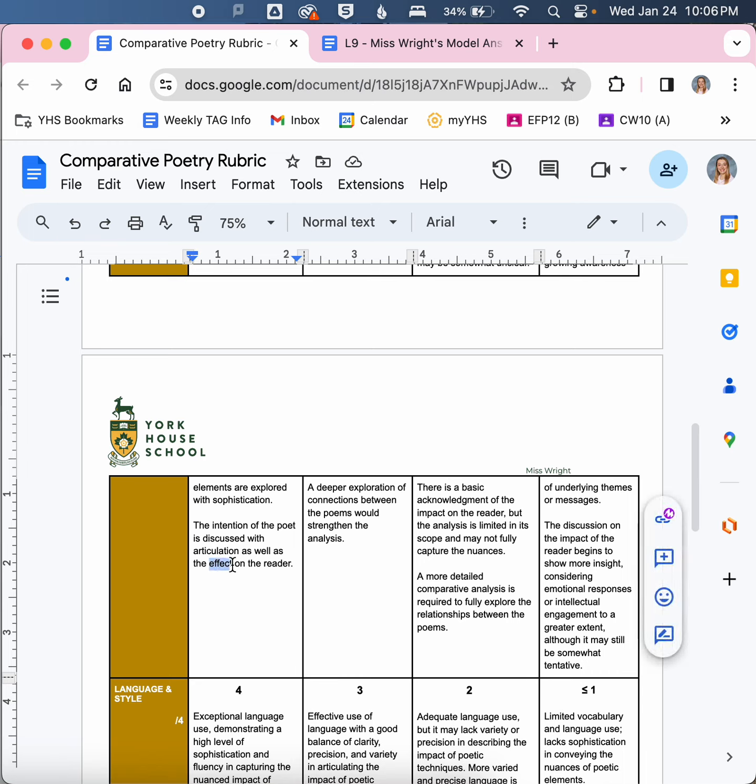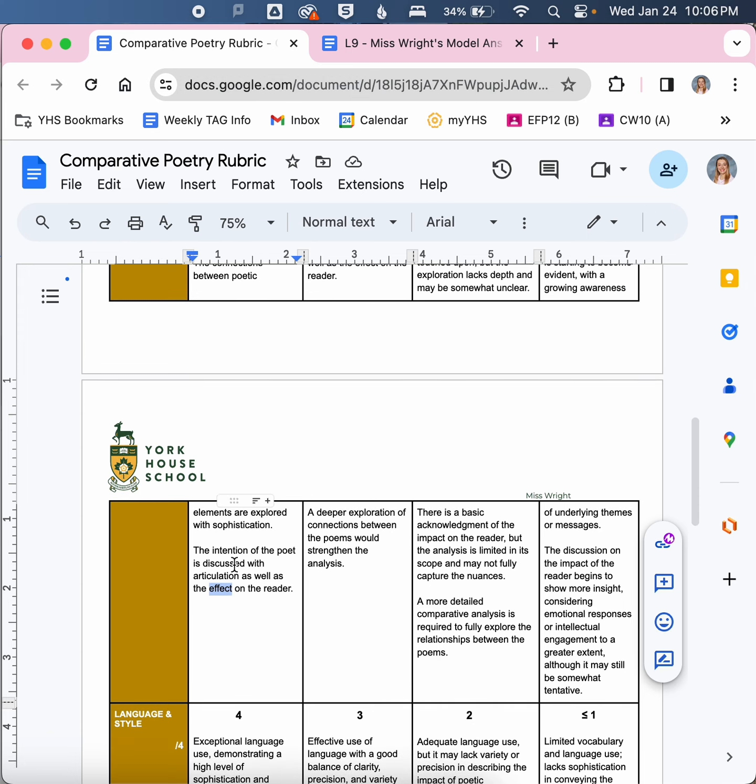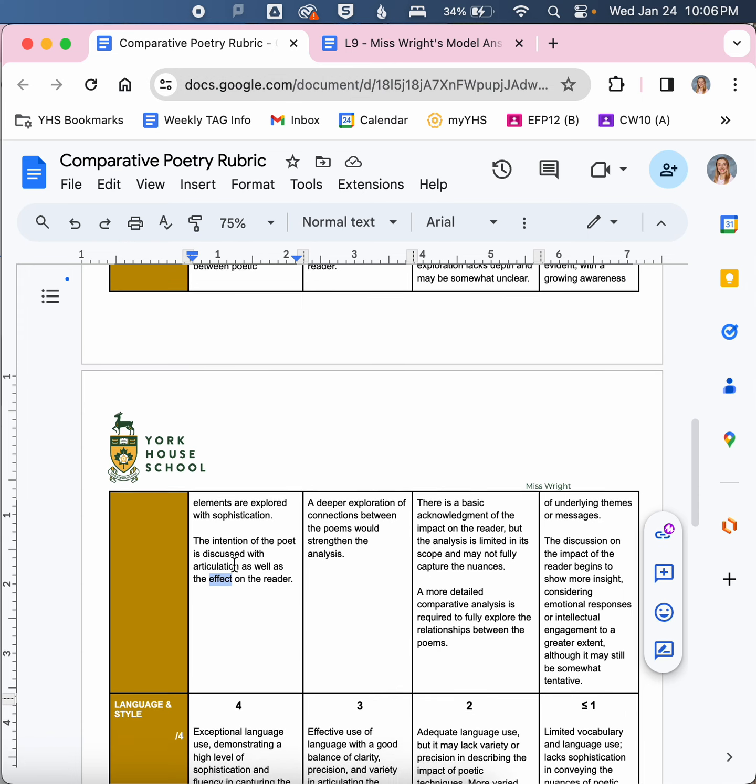When we were studying an extract from The Prelude by William Wordsworth, that would be a really good example where we would have to talk about the effect on the reader at the time and the effect on the reader now. So a contemporary reader and a modern reader. Okay? Contemporary being at the time of writing.